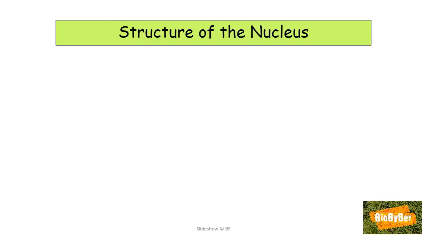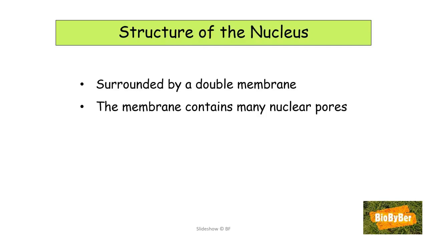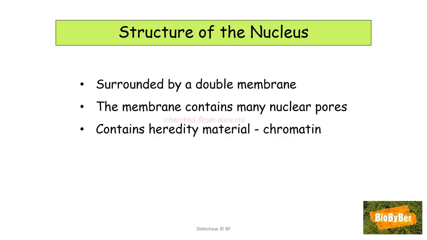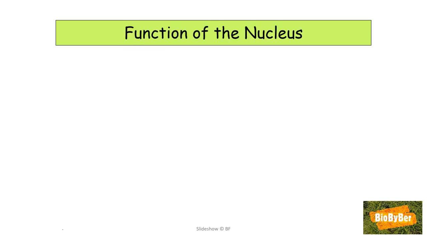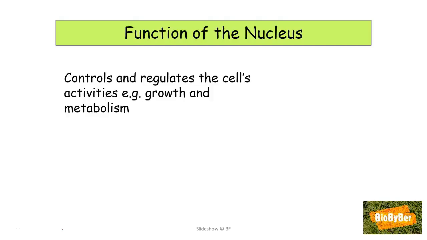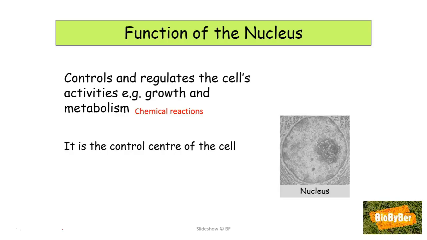So in a nutshell, what is the structure of the nucleus? Well, it's surrounded by a double membrane. The membrane contains many nuclear pores. There is hereditary material within the nucleus called chromatin, which is invisible. It contains a nucleolus or more. The nucleolus makes ribosomes. The function of the nucleus is to control and regulate the cell's activities, for example, growth and metabolism. It controls the chemical reactions in the cell. You could say it is the control center of the cell.